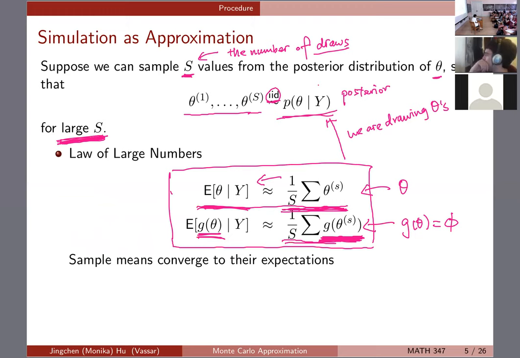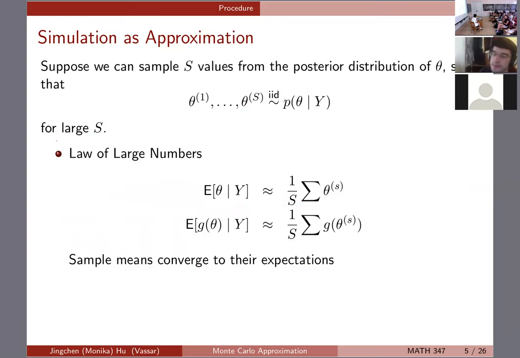Okay, so in short, sample means converge to their expectations based on the law of large numbers. But notice, very importantly, that when we're using the law of large numbers, all of the draws are IID. So that's the biggest assumption to start with: the draws are identically and independently from the posterior distribution. Okay, so this is the basic idea.